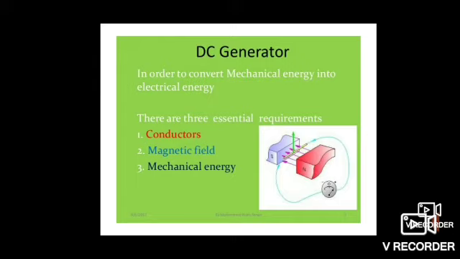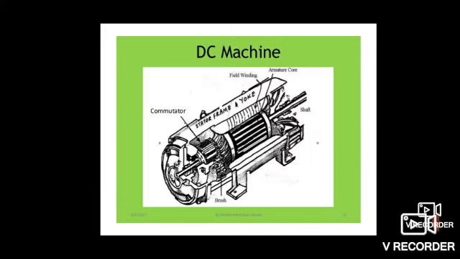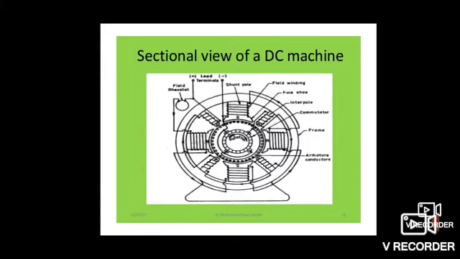There are three essential requirements. First one is conductor, second one is magnetic field, and third one is mechanical energy. So see the DC machine. It consists of armature core, field winding, commutator, then stator frame and yoke, and a shaft. Finally brush. So these are the parts of the DC machine.